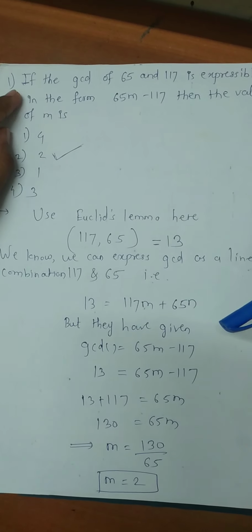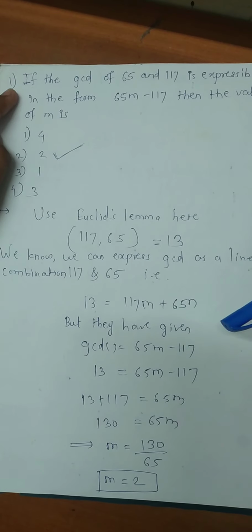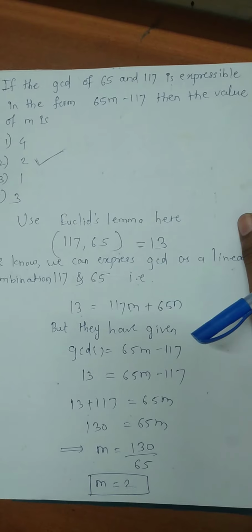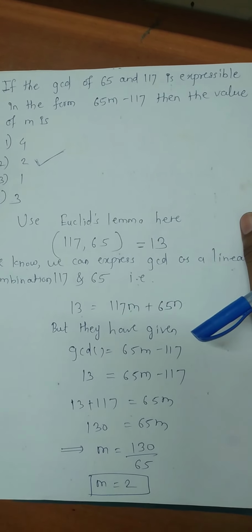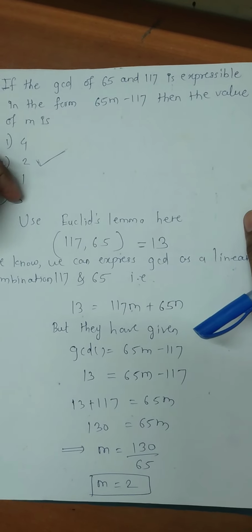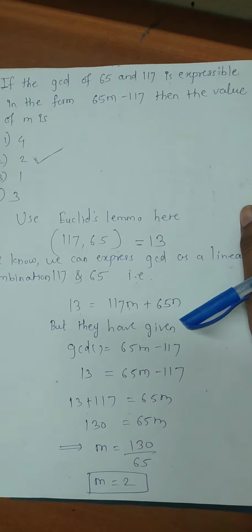Yes, so first MCQ. I have already uploaded two parts of MCQs on number theory. So the third part is, so first MCQ. If the GCD of 65 and 117 is expressible in the form of 65m minus 117, then the value of m is, so there are four options and we have to find the correct one.